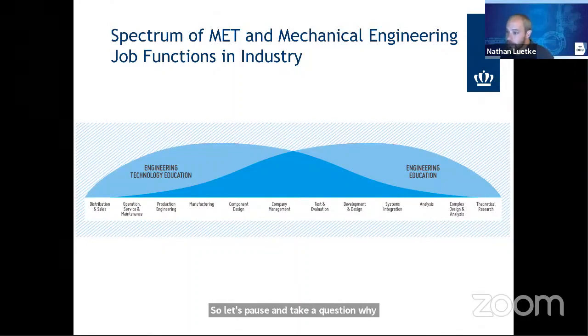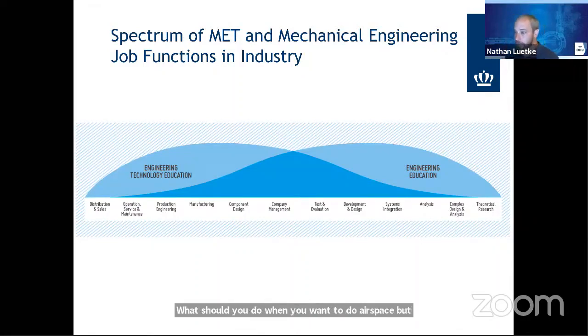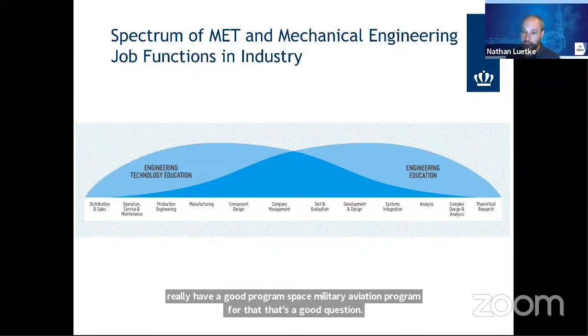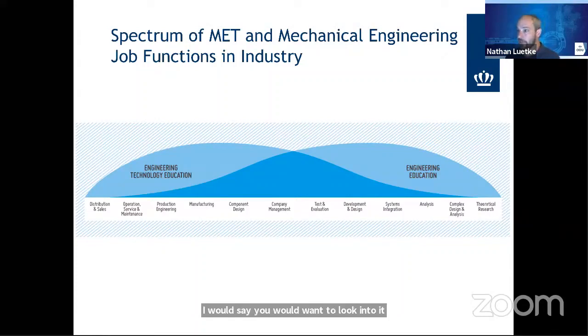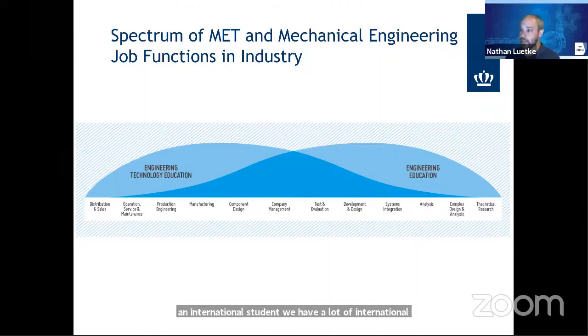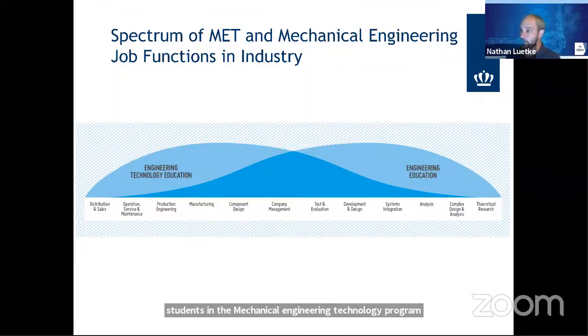What should you do when you want to do aerospace, but you're not from America and your home country doesn't really have a good space, military, or aviation program? That's a good question. I would say you would want to look into taking school as an international student. We have a lot of international students at ODU. I have a lot of international students in the mechanical engineering technology program. I think a lot of that is because there's not really a technology program outside the US. So I would say you want to look into an international program.